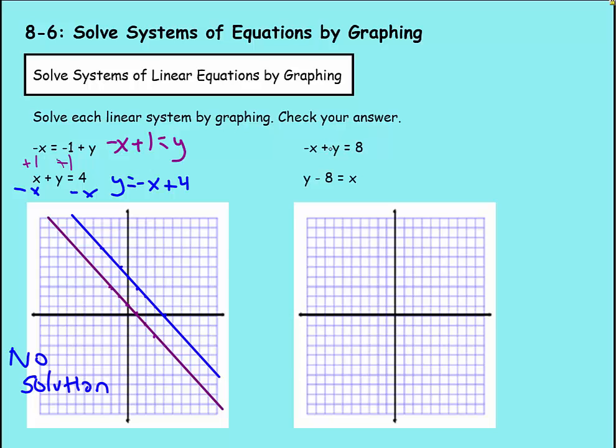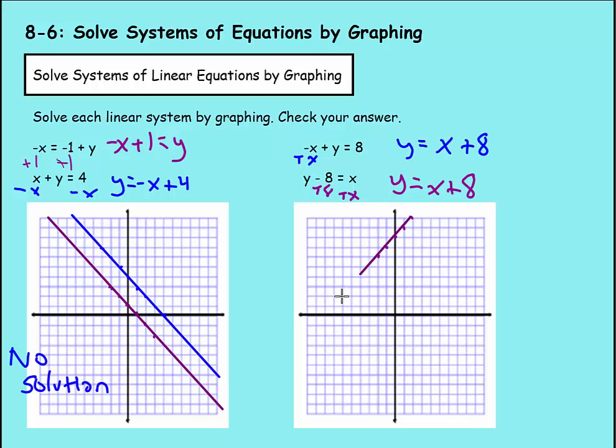Here we have negative x plus y equals 8, so we could add x to both sides. So we have y equals x plus 8. We have y minus 8 equals x, so we could add 8 to both sides here. That gives me y equals x plus 8. You'll notice that these are the exact same equation. They start at the same point and they have the same slope. So I only need to graph 1 on this one. So we'd go up 8 to the y-intercept and we'd plot a positive 1 slope.